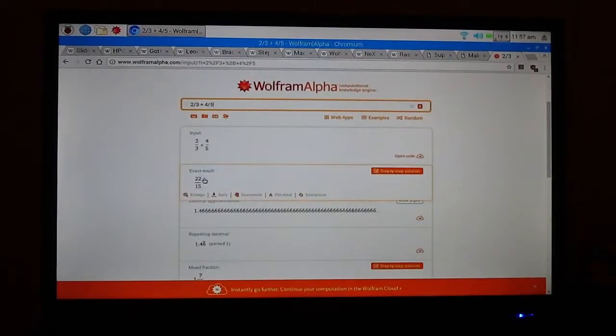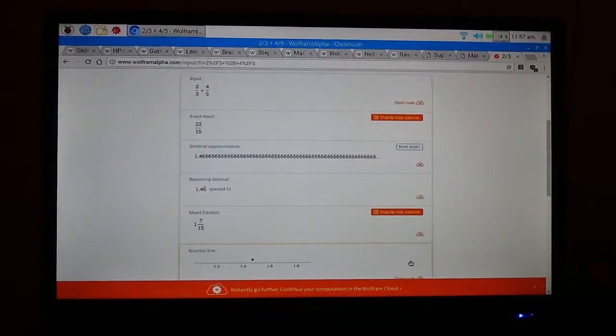Now it gives you the result. It says the exact result is 22/15. It also gives it to you in decimal form. And it also tells you it's a repeating decimal. This is for older children where you're trying to teach them how rational numbers always have repeating decimals. Now it also goes down a little bit further, and I'll move down, and it tells you here that here's a mixed fraction, or what we call improper fractions.